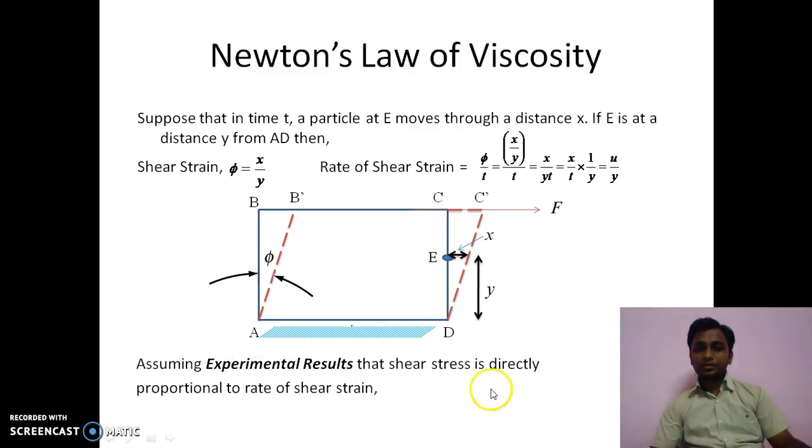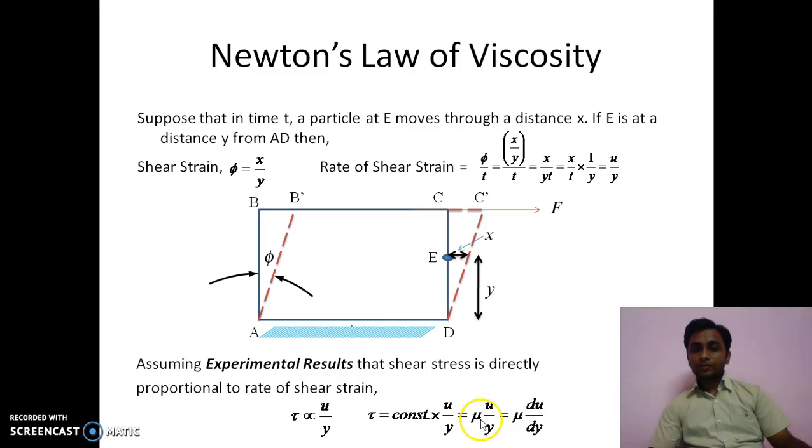So the same experimental result we are assuming here, and according to this experimental result that shear stress is directly proportional to the rate of shear strain, what we can write is tau is directly proportional to rate of shear strain. What is the rate of shear strain equation? U divided by y. Now if we remove this proportionality sign, the proportionality constant will be involved here. So tau equals constant multiplied by u by y. So this constant is a proportionality constant, and it's denoted by mu.